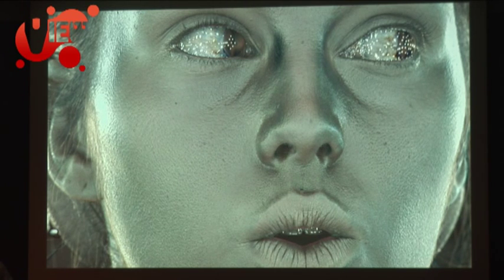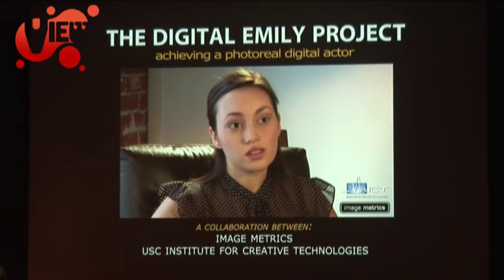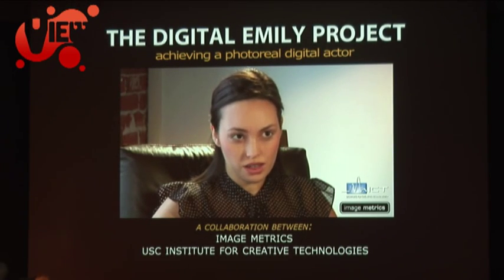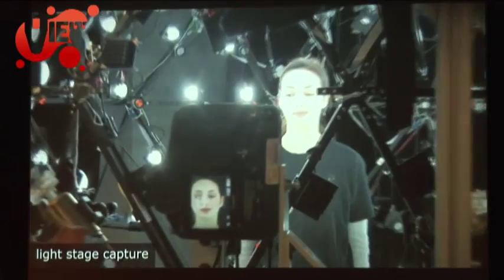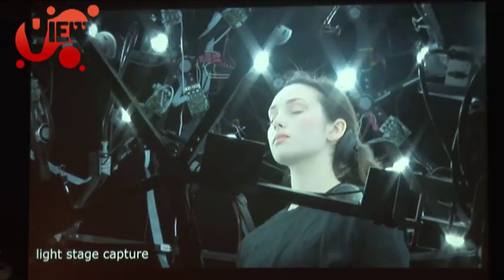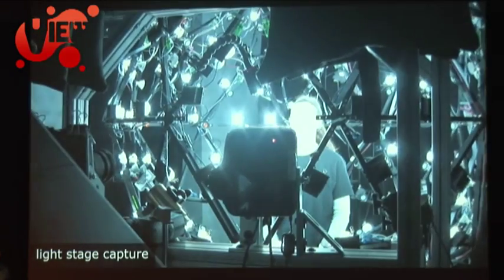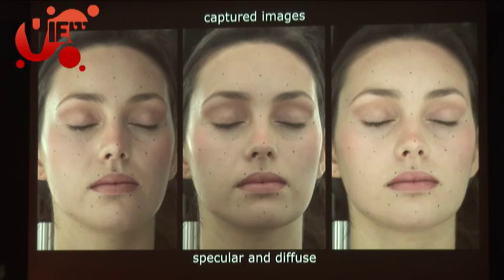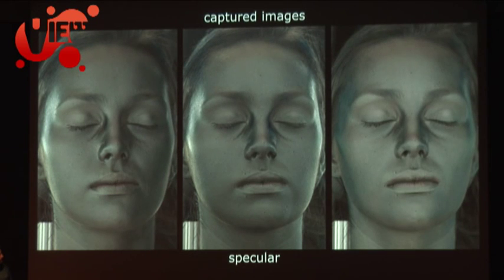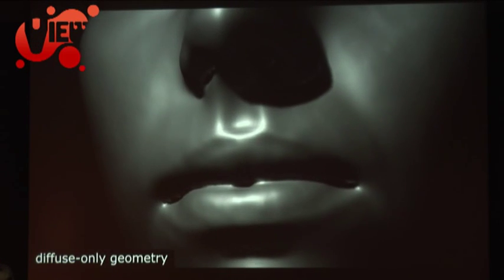So we got a bunch of scans of Emily, and those got used to help create this digital character back in 2008 in a collaboration with Image Metrics. It started by filming some reference video of Emily in the Image Metrics studio, and then she came over and spent about 90 minutes in our light stage, during which time we got diffuse reflection, specular reflection, and we solved for geometry.